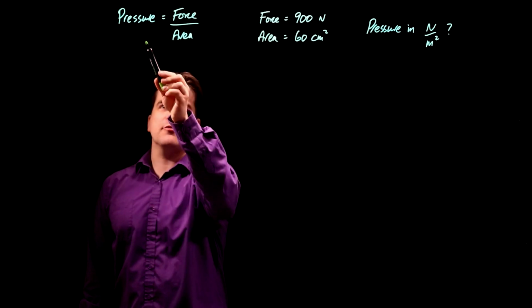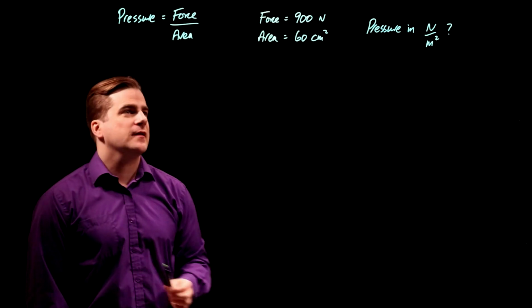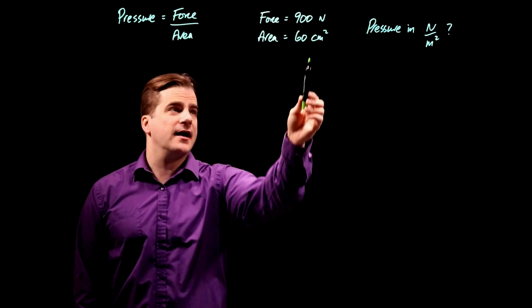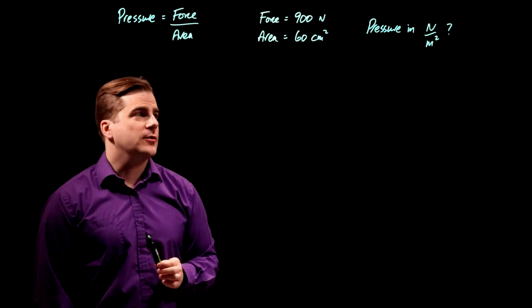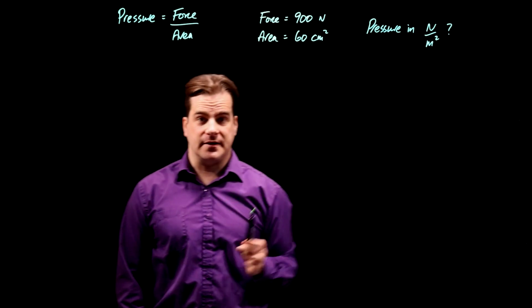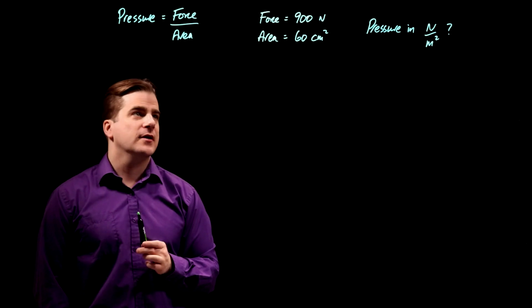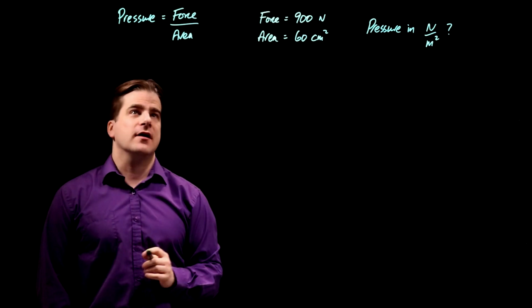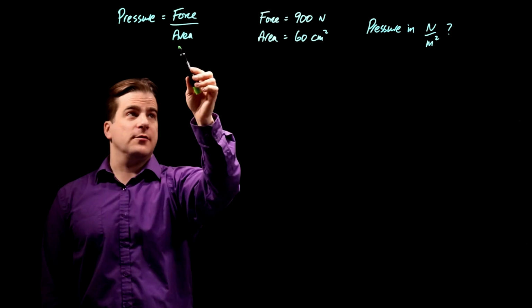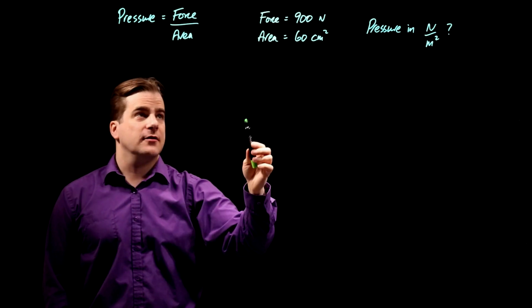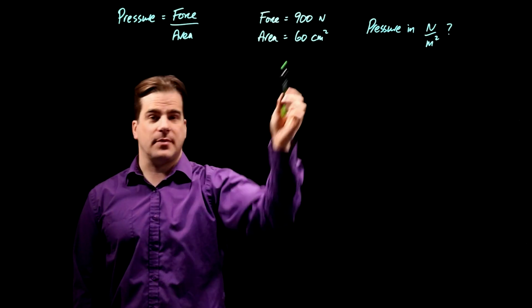Okay, we're told that pressure is force over area. They tell us the force is 900 newtons and the area is 60 cm squared. And we have to work out the pressure in newtons per meter squared. Okay, well, it looks easy, right? They've told us the formula, they've told us the force and the area. So yes, we do just divide 900 by 60.